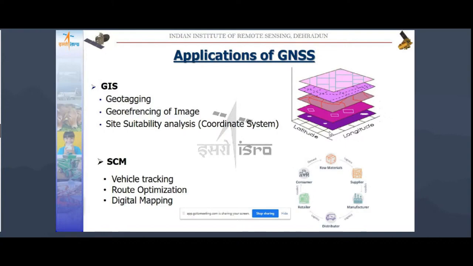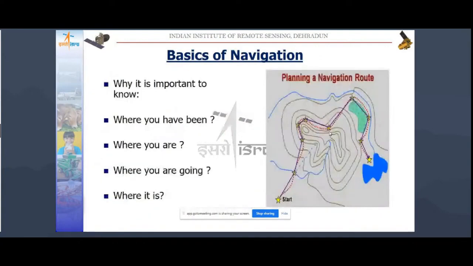So when we know the position of a particular person or object location, that comes under positioning, and when we map from one place to another, it comes under navigation. Why is it important to know where you have been? You are starting from somewhere and going to an end, so we are basically planning a route. Where you have been, where you are going, all this information we can get when we talk about navigation.